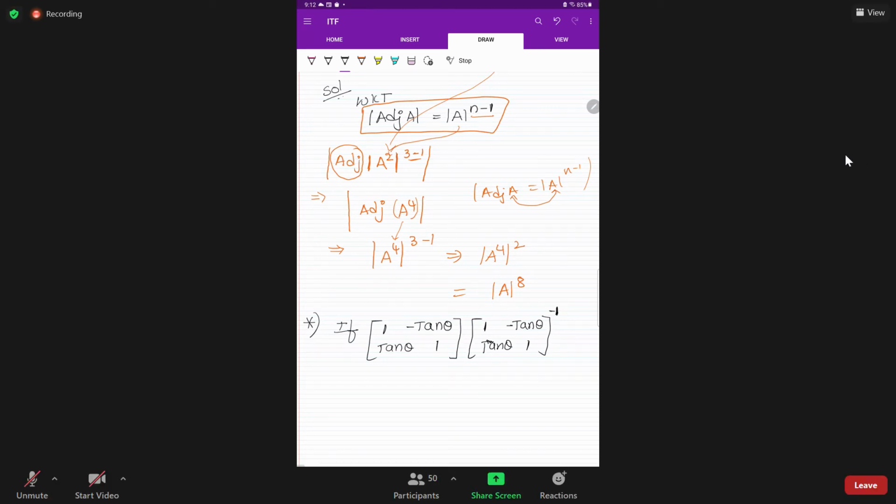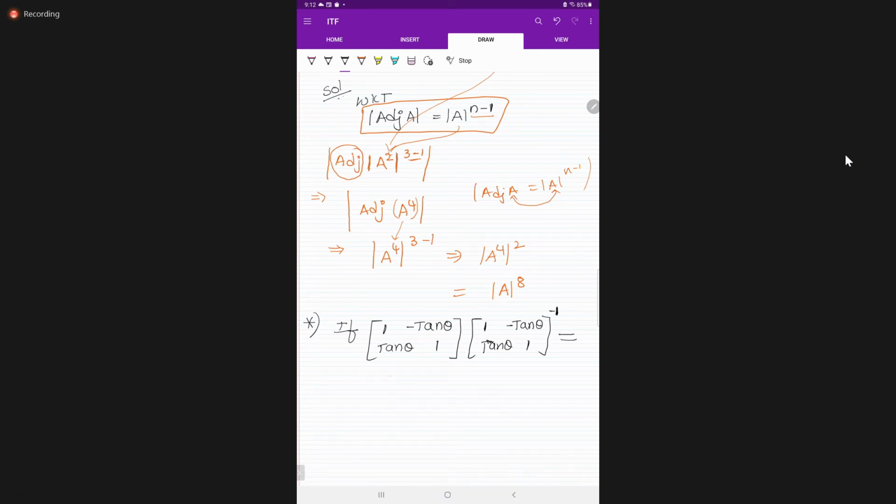If matrix is here given 1 minus tan theta, minus tan theta 1, inverse. Minus 1 means inverse. The inverse of this matrix is equal to a matrix with cos alpha, minus sin alpha, cos alpha. Then alpha is equal to, first option is 0, second option is pi by 2, third option is pi by 4, and fourth option is pi by 6.